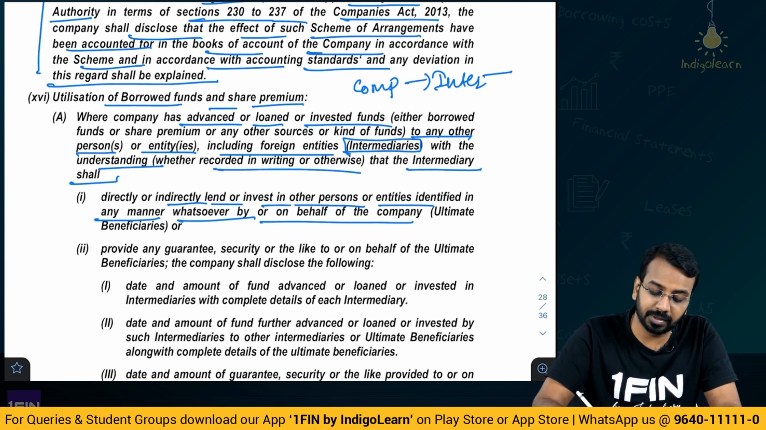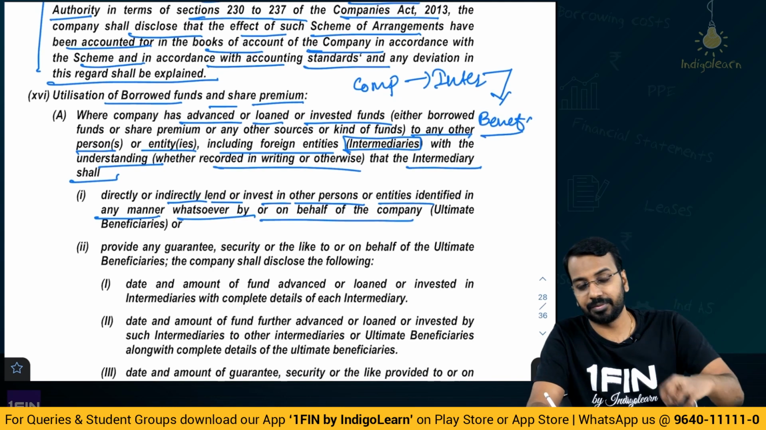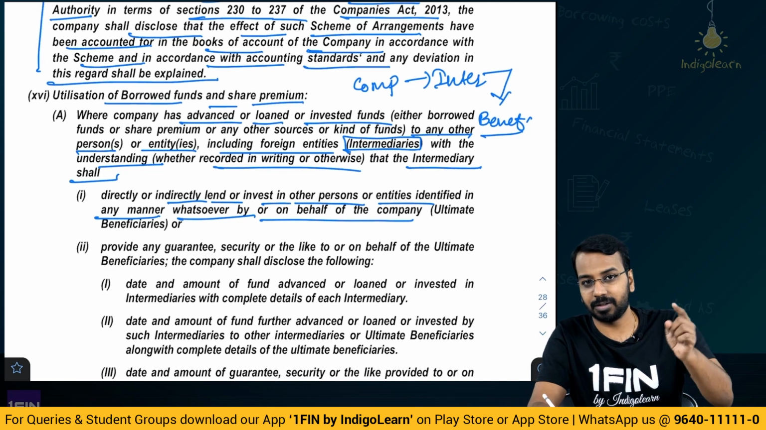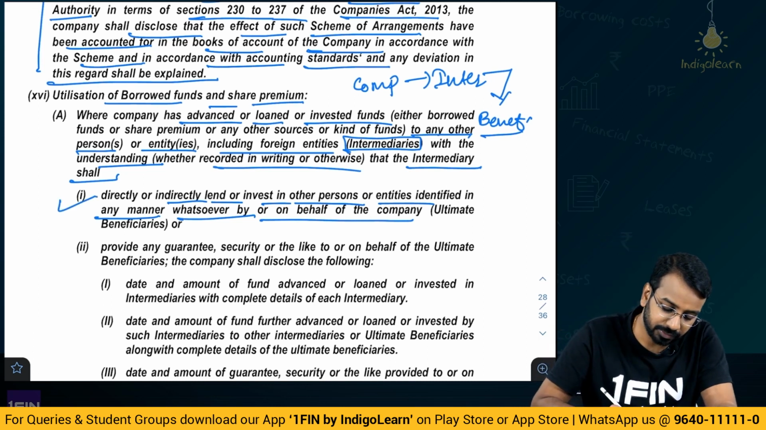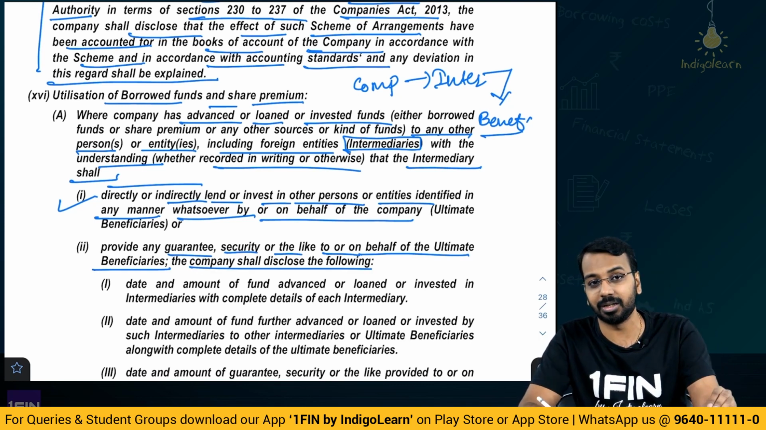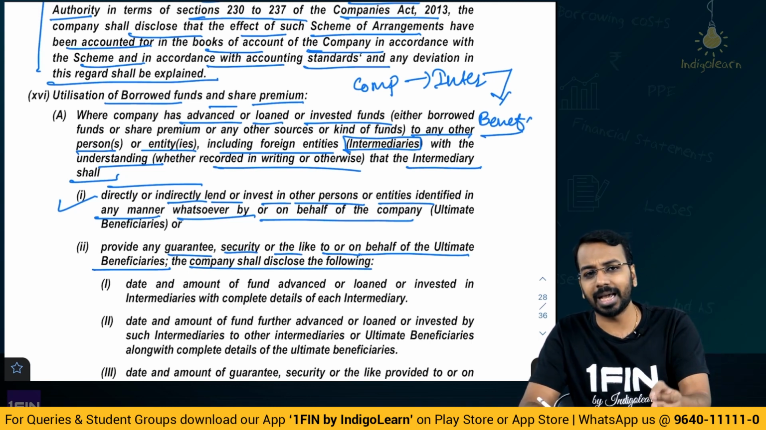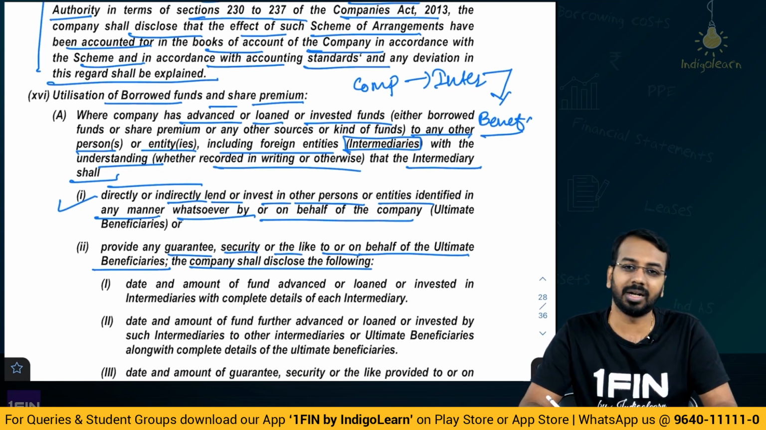This intermediary will invest in the beneficiary. Okay. So, the company has given money to an intermediary, the intermediary will invest in the beneficiary. So, the understanding is that it will invest in a beneficiary or provide any guarantee, security or the like to or on behalf of the ultimate beneficiary, the company shall disclose. So, I have given money to someone, that other entity, that is the intermediary, will either invest in the ultimate beneficiary or provide guarantee on behalf of the ultimate beneficiary.